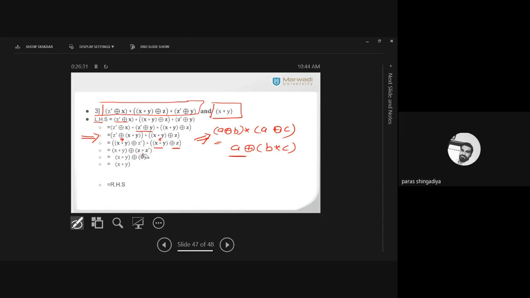Clear? Now what is the answer of z' star z? That is equal to the zero element. So just replace it with the zero element, with x star y as it is, and x star y ring sum 0 means a ring sum 0. So a ring sum 0 is equal to a. Clear? So that is equal to x star y, which is our required form, and that is equal to the RHS. Clear? So that is the solution of this one.